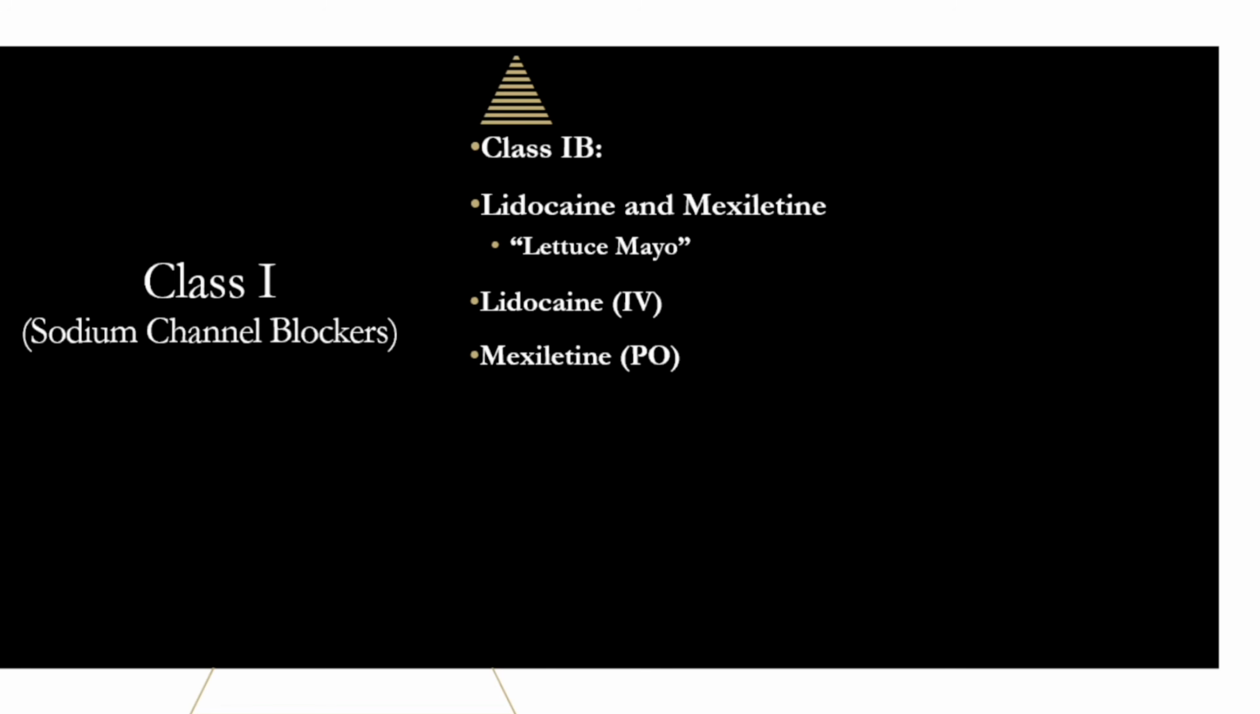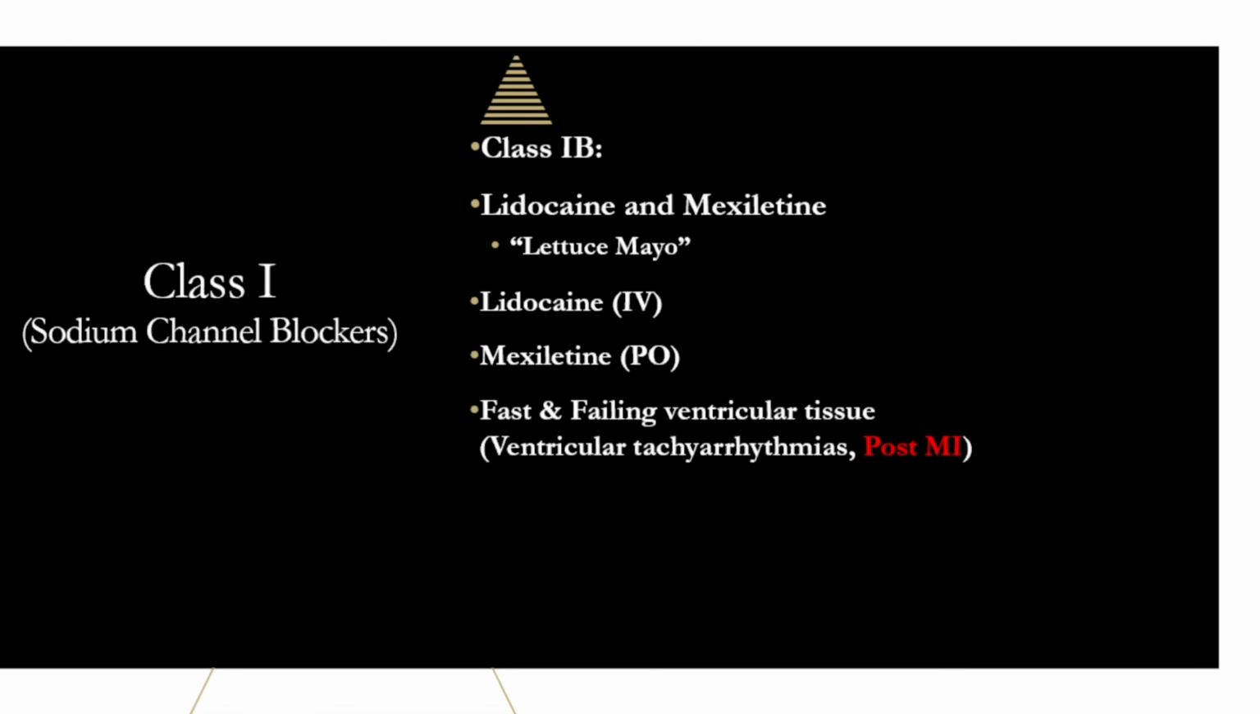Then we have mexiletine, which is essentially an oral version of lidocaine. It can also cause CNS toxicity, but because it's a PO med, we often see GI problems, nausea, vomiting, or heartburn. Not important. What you should know about these two meds is that when they are prescribed, it will be for fast and failing ventricular tissue. So ventricular tachyarrhythmias post-MI. If you're going to use these meds, it will be in fast ventricular rhythms, so ventricular tachycardia, ventricular fibrillation, and or on failing ischemic tissue. So ischemic arrhythmias after a myocardial infarction, for instance.